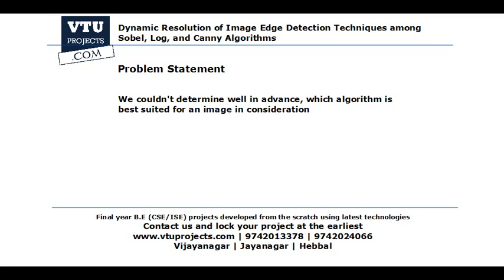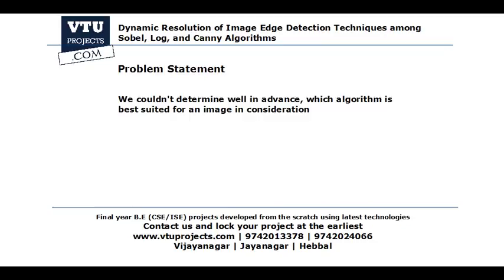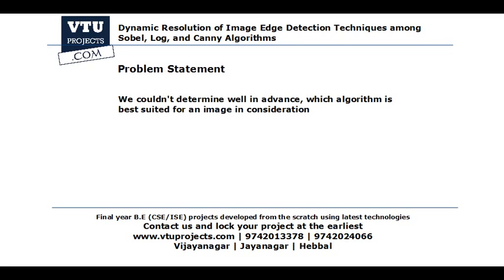So in the existing systems we have three different algorithms for finding the edges in a digital image, namely Sobel, Canny and LoG. The problem statement is that Sobel will work better than Canny for some images, whereas Canny will work better than Sobel for some other images. Therefore we couldn't determine in advance which algorithm is best suited for the image in consideration. So this happens to be our problem statement.